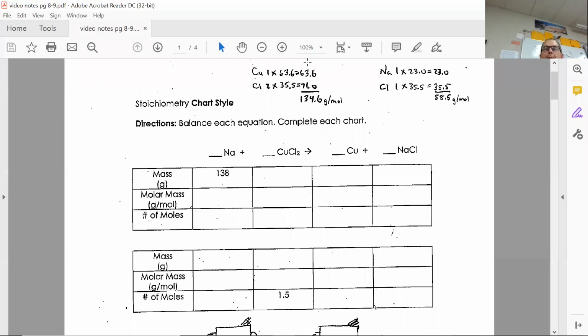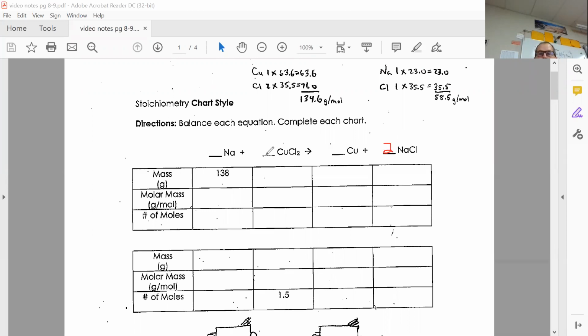We are looking at the chart style way of solving stoichiometry problems on page 8 of your homework packet. I think the first thing I'm going to do is balance this equation. Looks like it's a single displacement reaction. I have a sodium and a sodium, I have a copper, I have two chlorines and one chlorine. So I'm going to put a 2 out in front here.